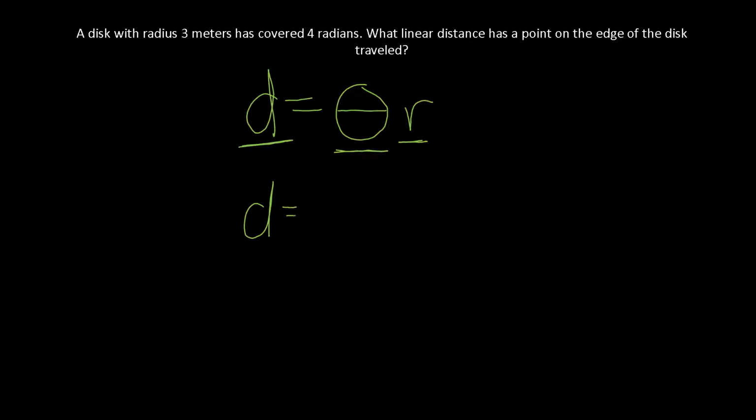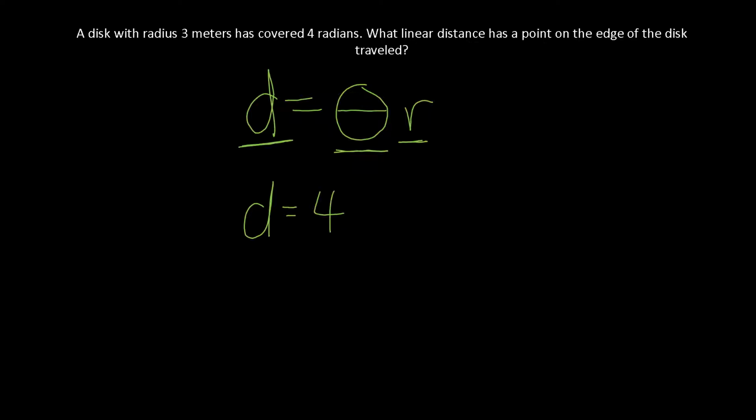And our last part of this video states, a disk with a radius 3 meters has covered 4 radians. What linear distance has a point on the edge of the disk traveled? So we're going to use the formula d equals theta r. And d is going to be our linear distance. Theta is going to be the radians, or the angular position distance it has traveled, and r is going to be our radius. So we are solving for d, and this problem gives us all the information we need.